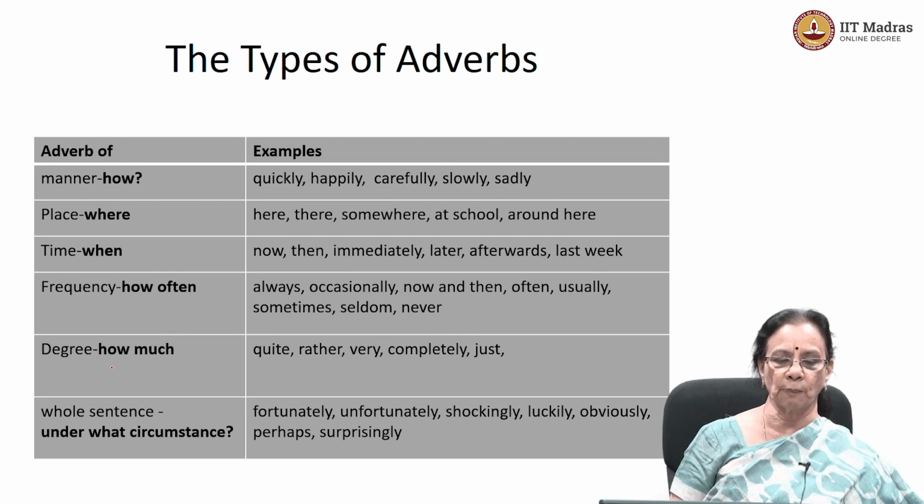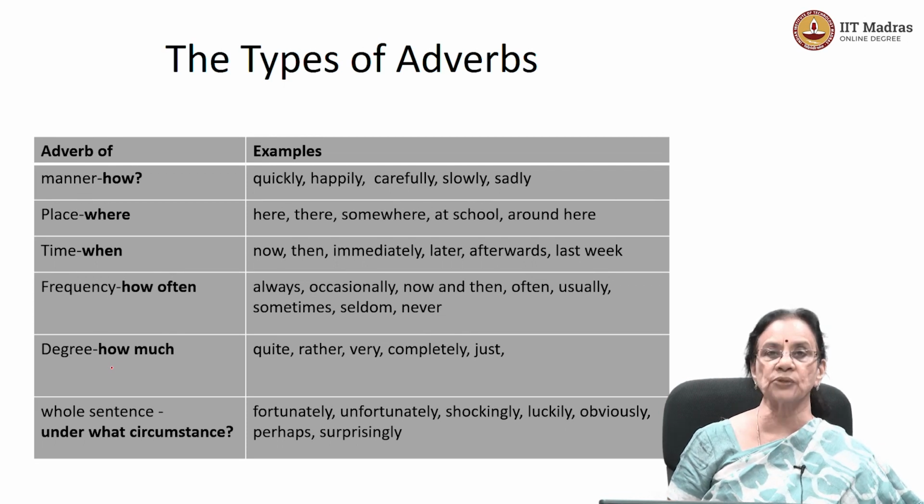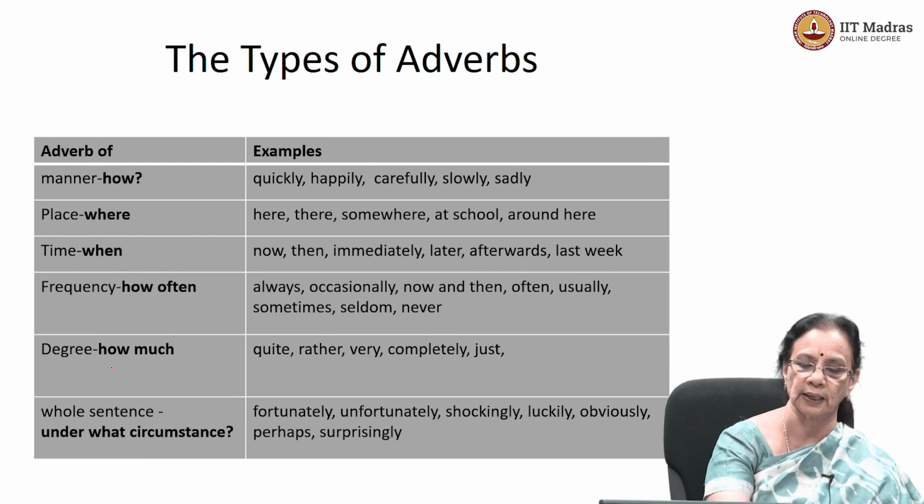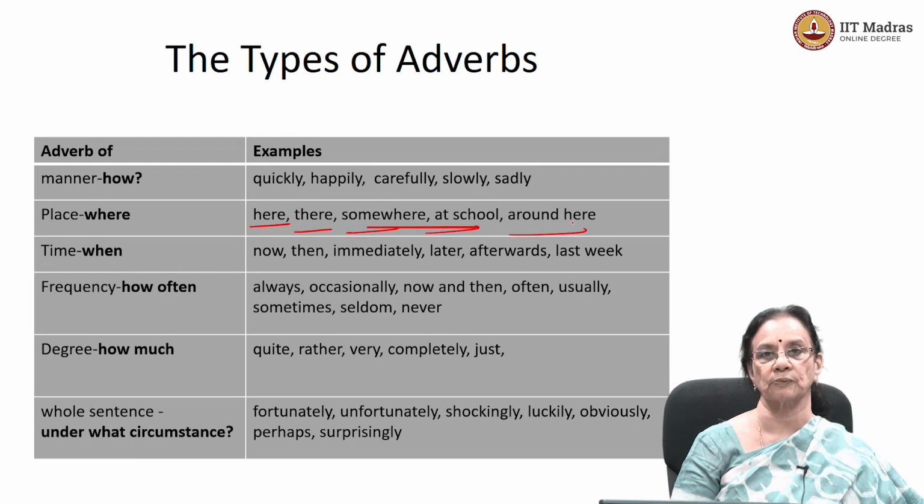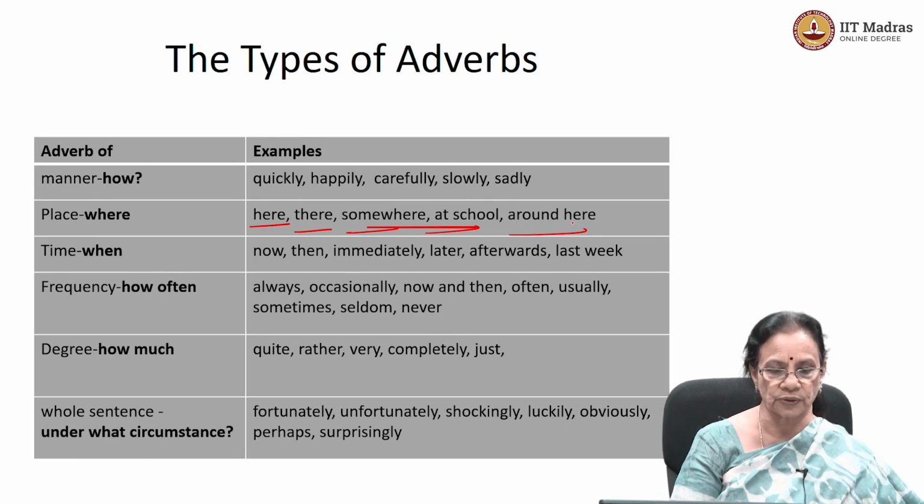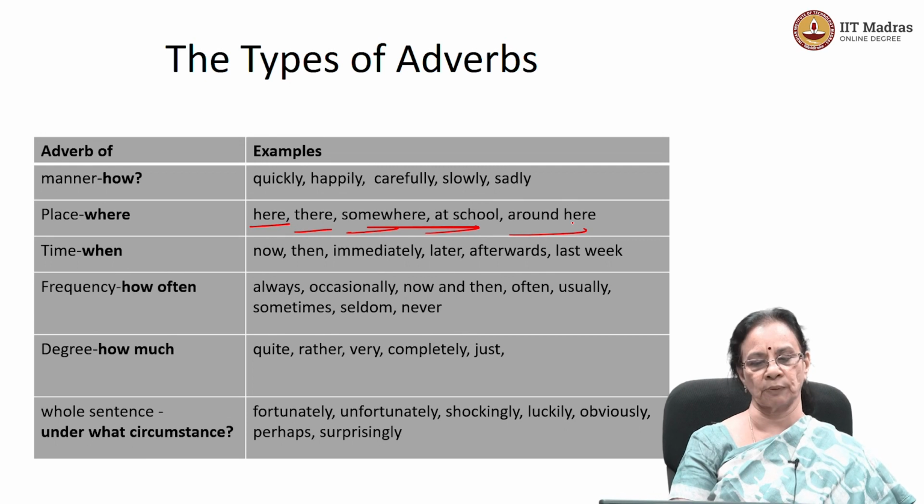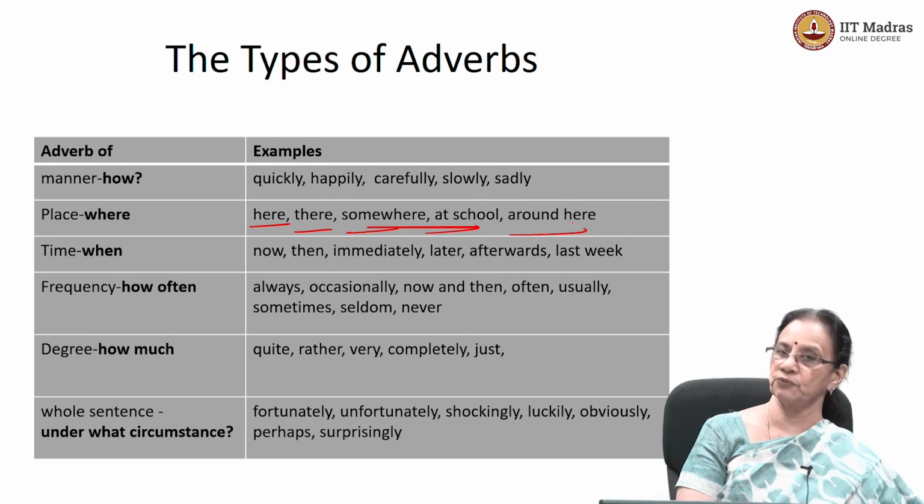And then we have the adverb of place, and you get the answers. You can use words like here, there, somewhere, at school, around here. These are the adverbs of place. And then we have the adverb of time. How do we get them? You just ask the question with when.